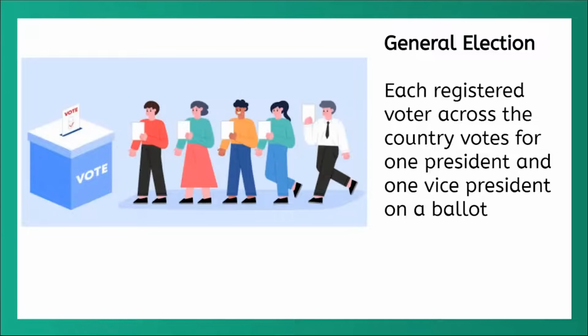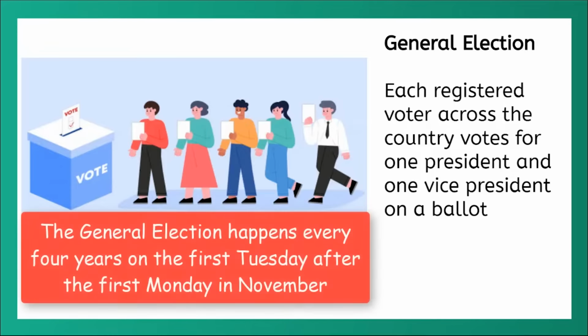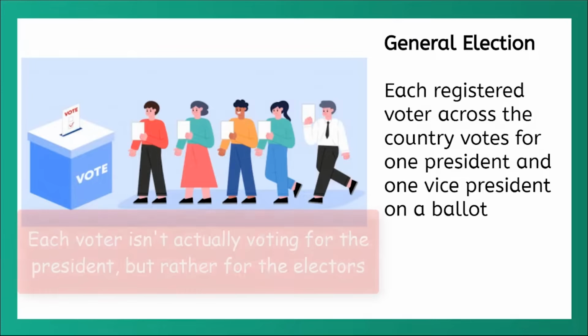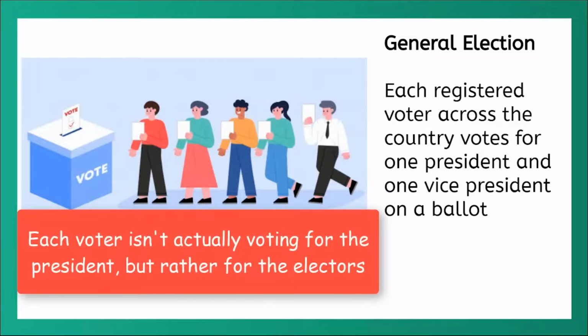Now that each party has a nominee for president and vice president, the country holds a general election. The presidential general election happens every 4 years on the first Tuesday after the first Monday in November. In the general election, each registered voter votes for one president and one vice president on a ballot. But then it gets a little tricky. Each voter isn't actually voting for the president. They're voting for a group of people called electors.